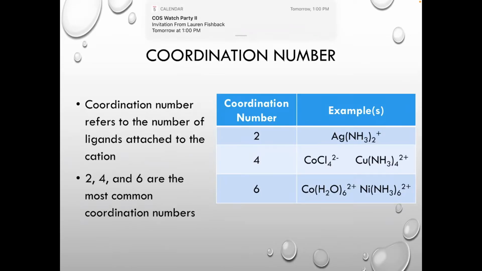So you may hear me talk about the coordination number. The coordination number is going to refer to the number of ligands that are attached to the cation. So here, if we look at this first example, see this 2? That's telling you that that's the coordination number there. Okay, so don't make this challenging. This is just telling you how many ligands are attached to your metallic cation. We typically have either 2 or 4 or 6 ligands attached to our cation, so those are going to be the most common coordination numbers.